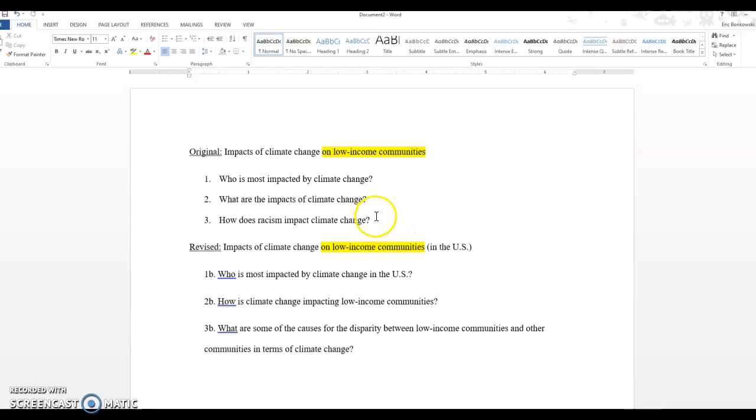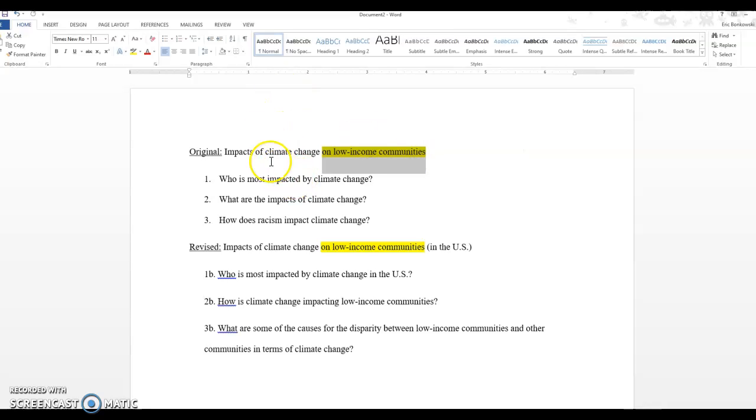And instead of having a paper that is focused on my focus of low-income communities, I'm going to be talking about all of the impacts of climate change. And then I'm going to be talking about how racism impacts climate change. And you can see that in these questions, I don't ever include the phrase, which is my focus, on low-income communities. So one thing to keep in mind is always put your focus first.